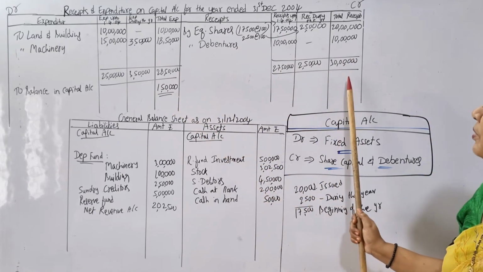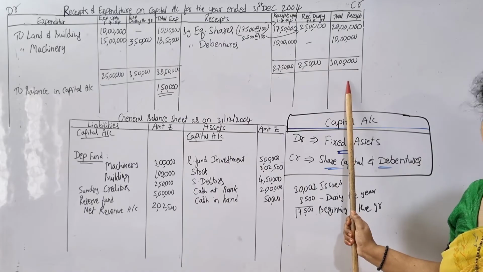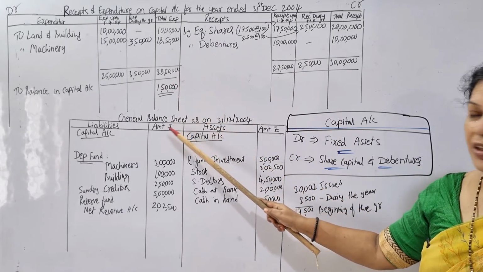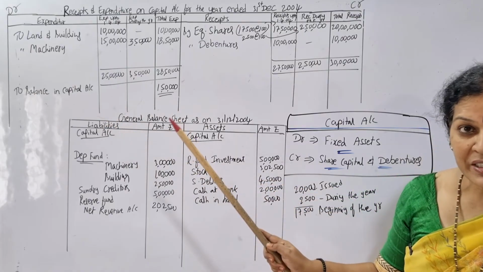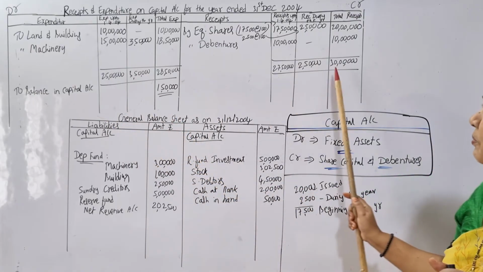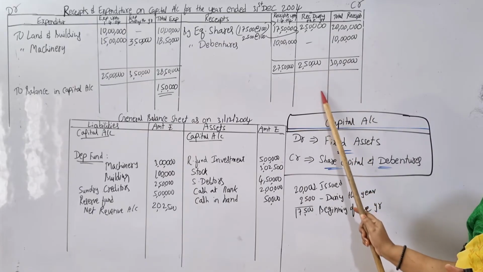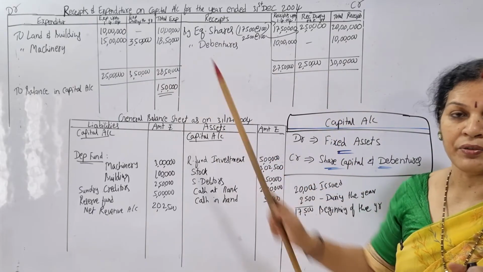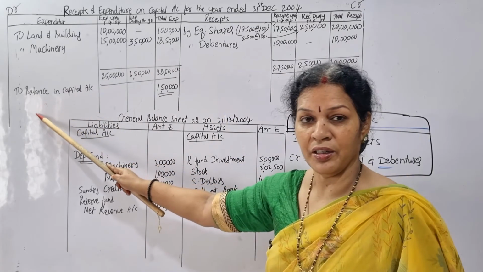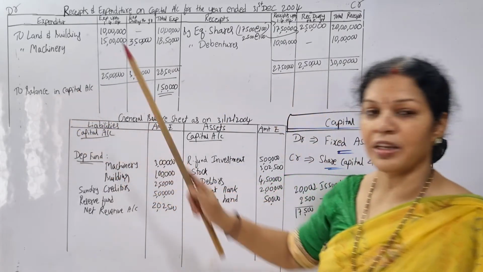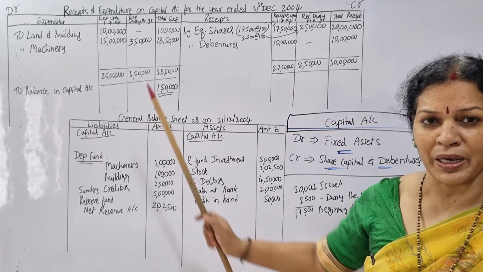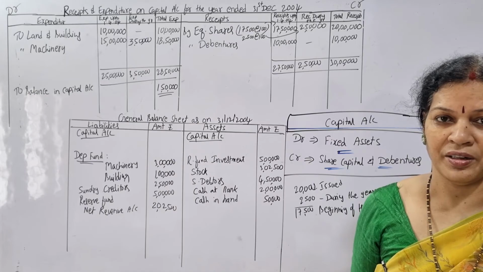Which side is more? Here, receipt side is more. Expenditure side is less. How much is it? 1 lakh 50. So you write it wherever it is less. Debit side is less, so on the debit side you write the balancing figure. Balancing figure means 30 lakh minus 28 lakh 50,000, which is 1 lakh 50,000. That you write on the debit side to balance the capital account. Just showing that the capital account balance is this much only.